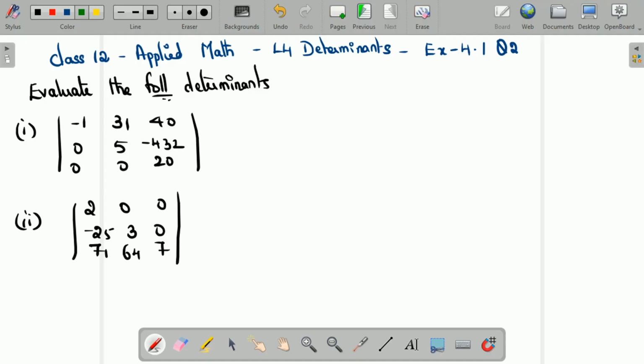In this video, let's find the solution for the second question in exercise 4.1. Evaluate the following determinants. There are two subdivisions. Let's take up the first one. This is a 3 cross 3 determinant.